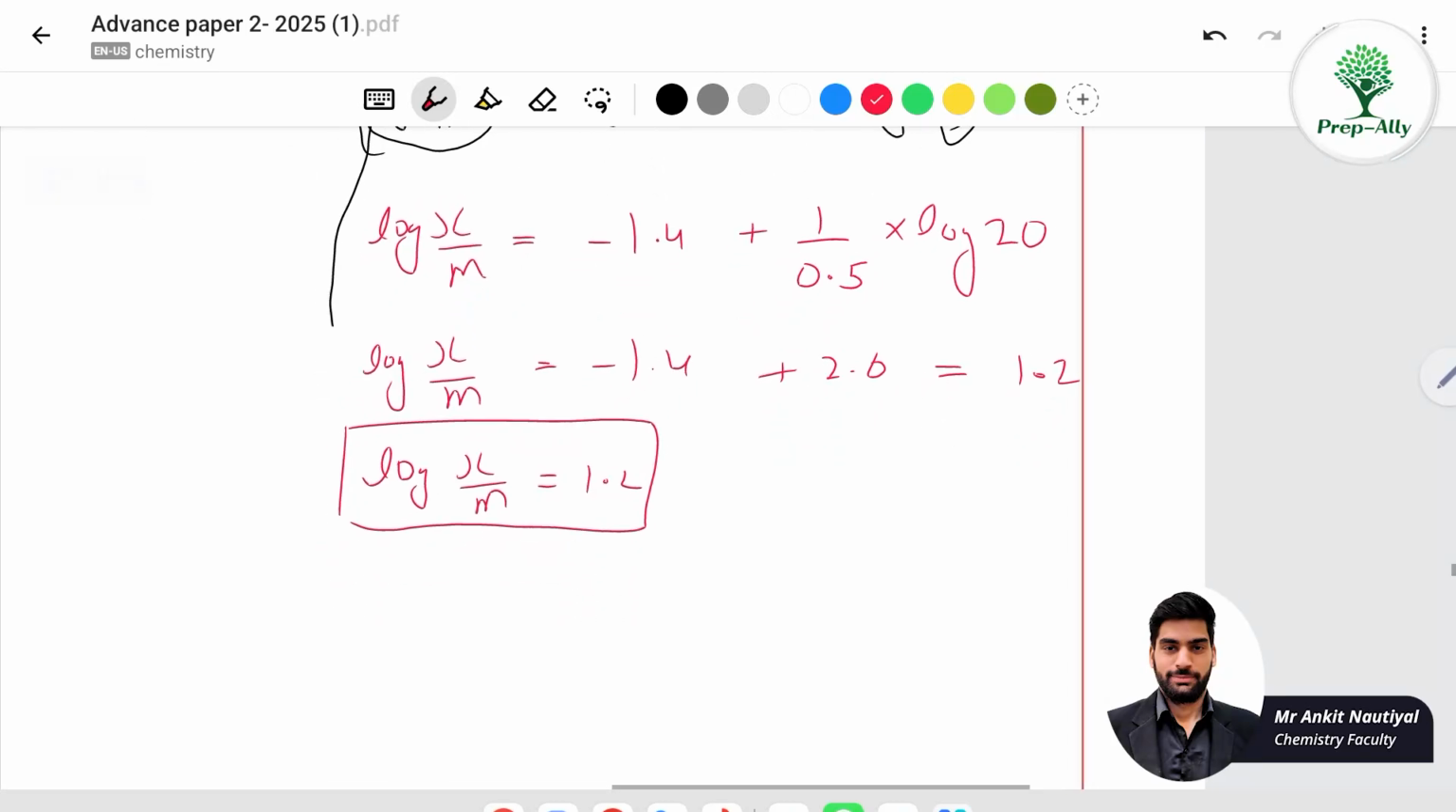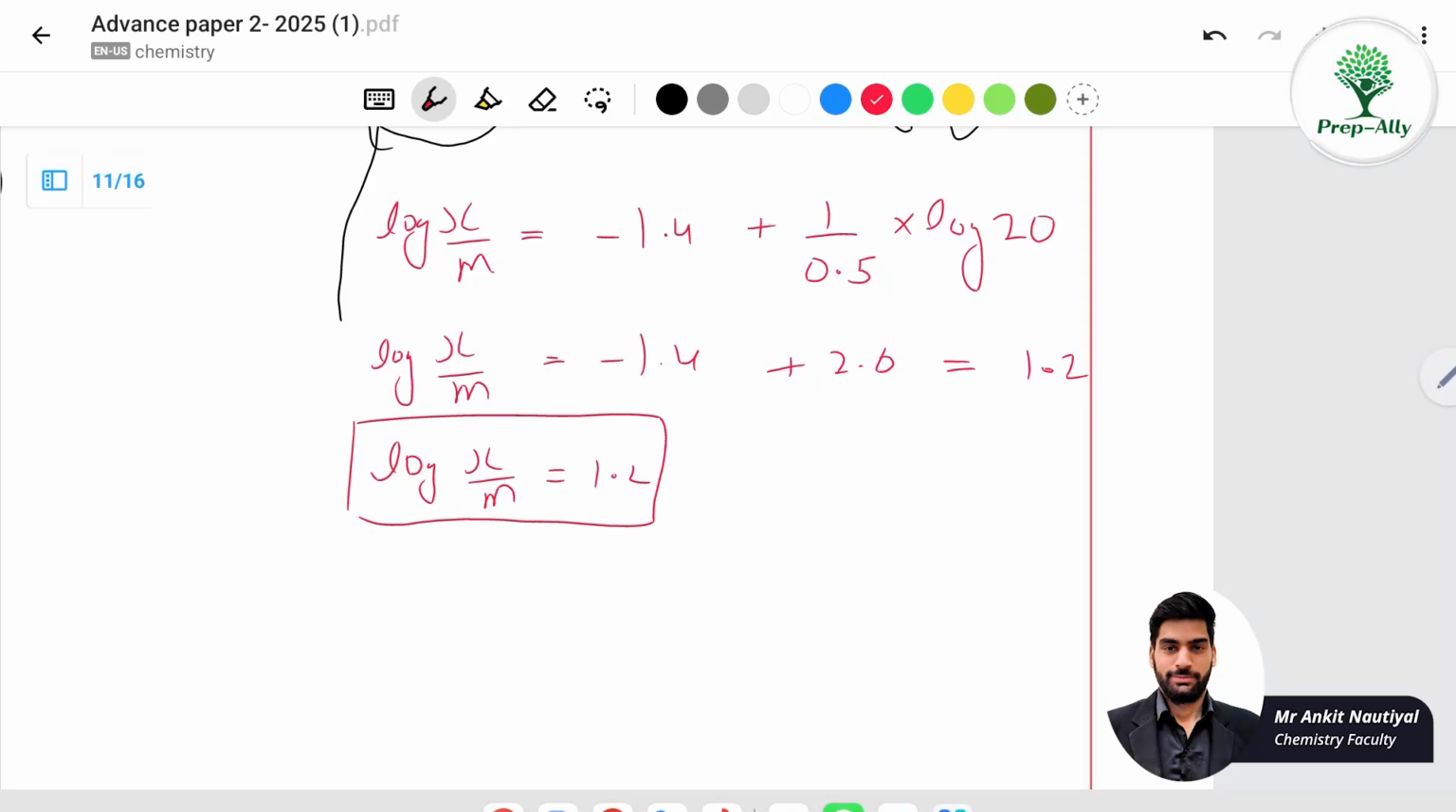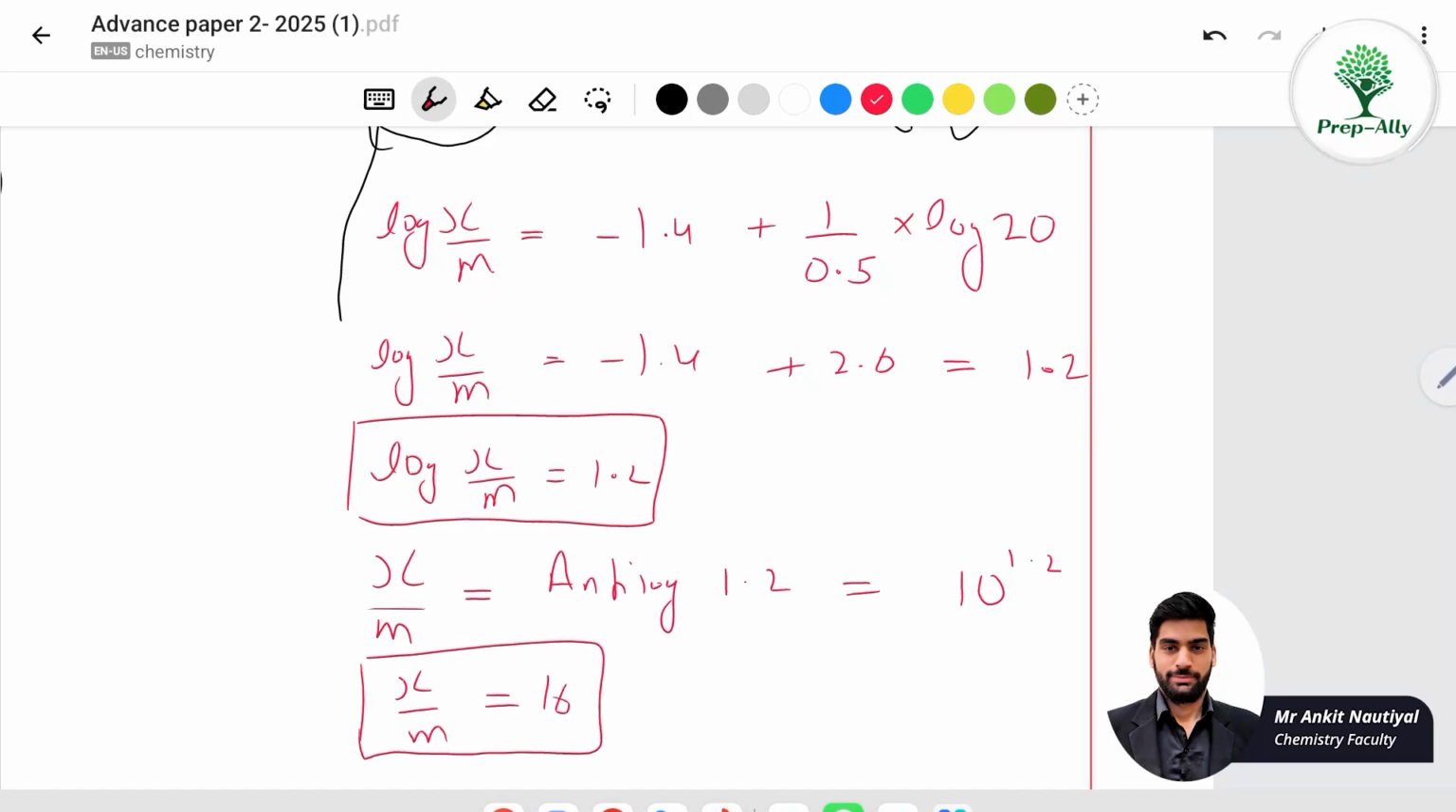Now x upon m will be, yes, now this is the value of log x upon m. We have to find the value of x upon m. So x upon m will be anti-log of 1.2. Anti-log of 1.2 is actually 10 to power 1.2. This is how we have to write anti-log. So x upon m will be 16 after solving this anti-log, 10 to power 1.2.